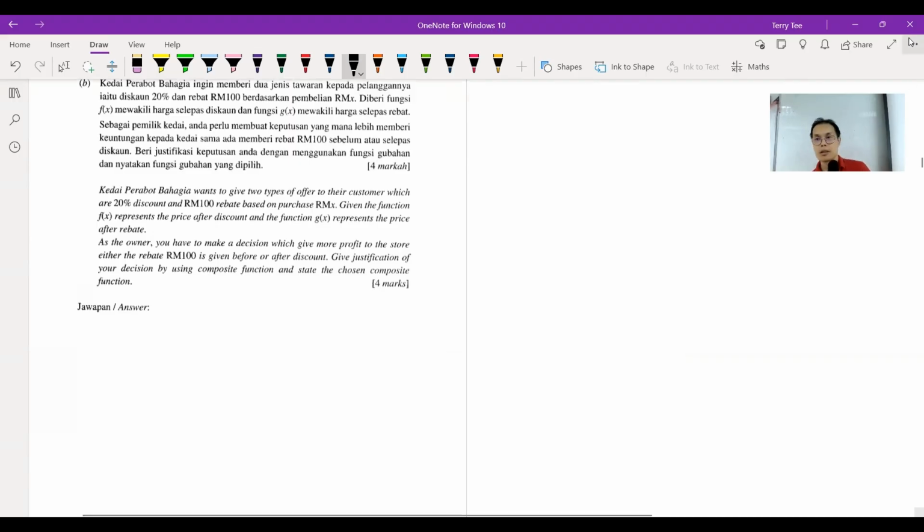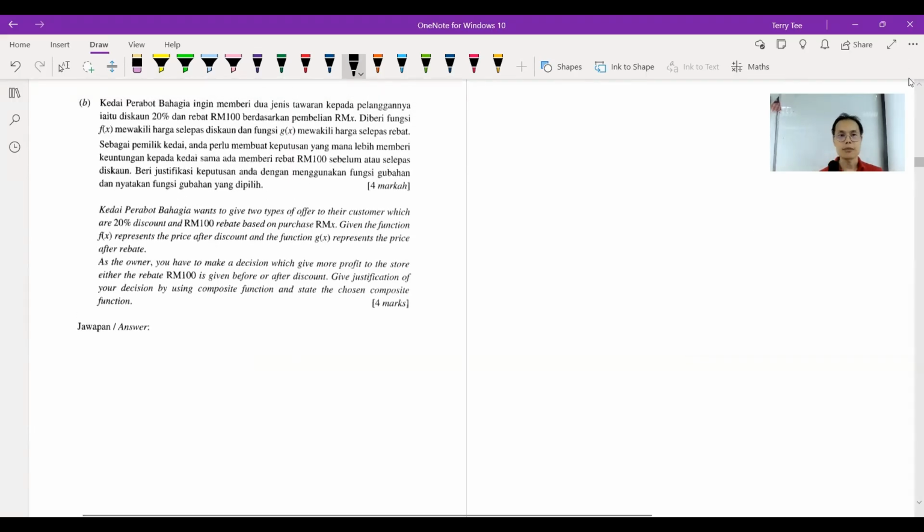Okay, bahagian B. Okay, so here we have kedai perabot bahagia ingin memberi dua jenis tawaran kepada pelanggannya, iaitu diskaun 20% dan rebate RM100 berdasarkan pembelian RMx. So diberi fungsi f(x) mewakili harga selepas diskaun, fungsi g(x) mewakili harga selepas rebat. Sebagai pemilik kedai, anda perlu membuat keputusan yang mana memberi lebih keuntungan kepada kedai, sama ada memberi rebate RM100 sebelum atau selepas diskaun.